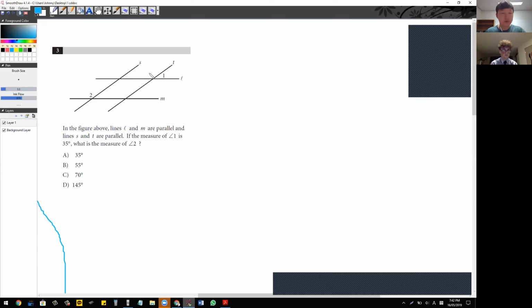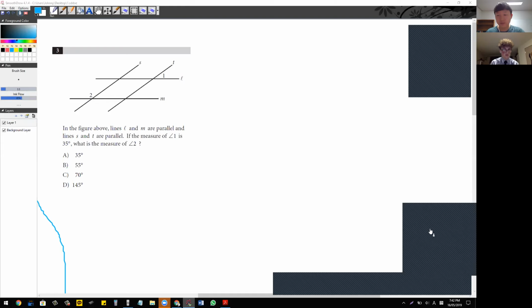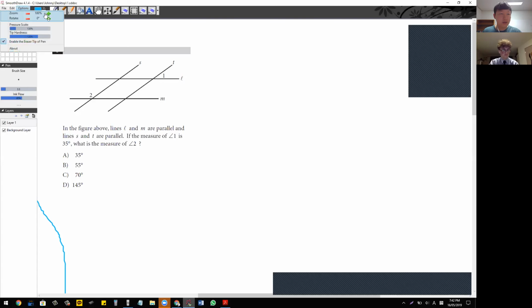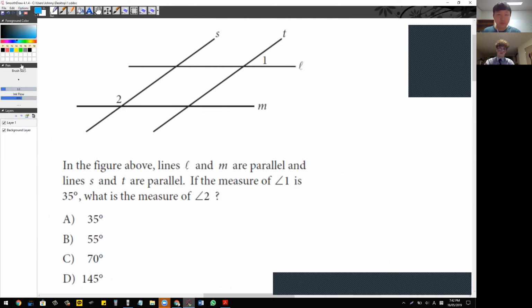So there are two sets of parallel lines there. In the figure above, lines L and M are parallel, and S and T are parallel. If the measure of angle 1 is 35, what is the measure of angle 2? I'll give you some time for it. The reason for this is pretty obvious.